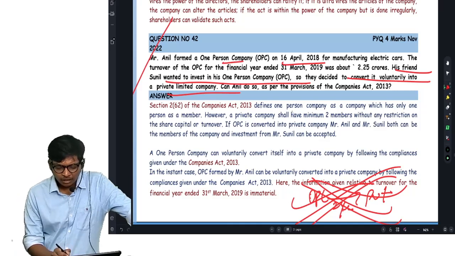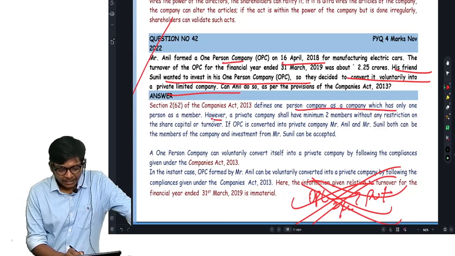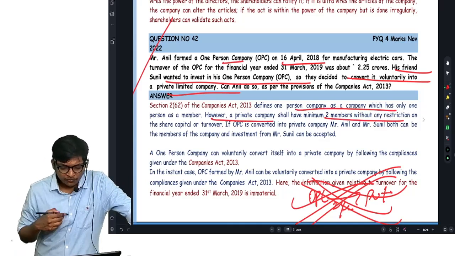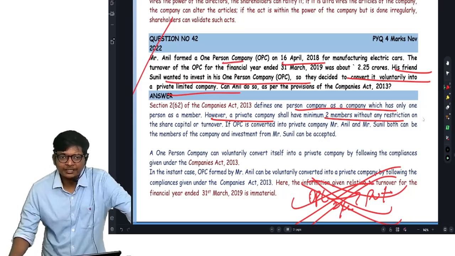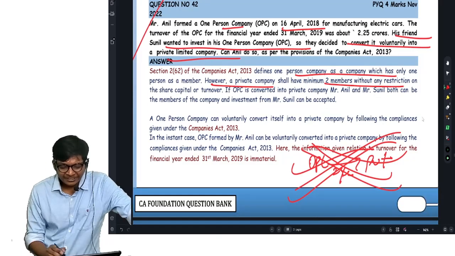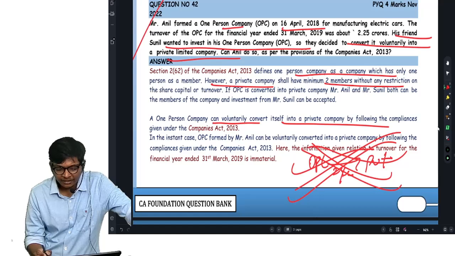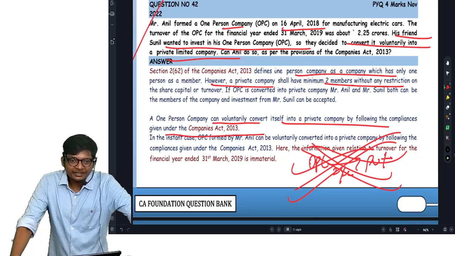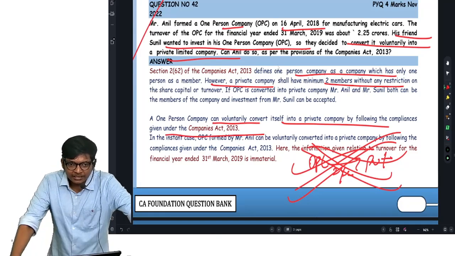That's what they are saying here. Here the private company has 2 members. So if you want to convert, you can convert. There's absolutely no problem. An OPC can voluntarily convert itself into a private company by following the compliances of the Companies Act. Are you getting it, guys? Okay.